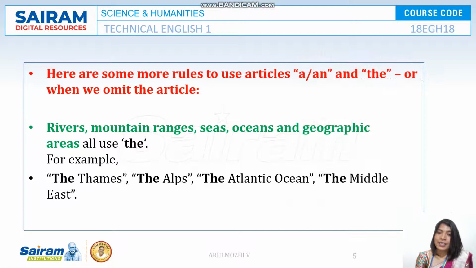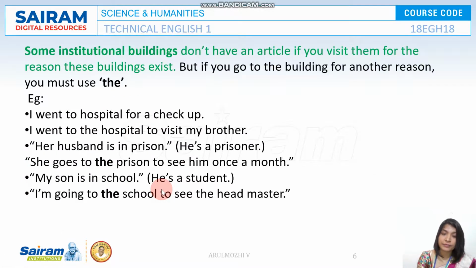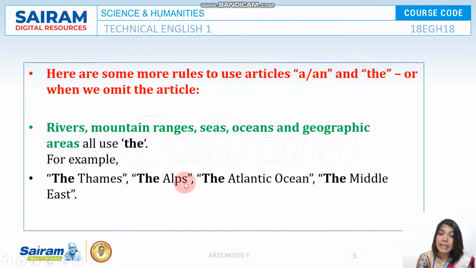Next, here are some rules to use the and some to omit articles. We use the before rivers, mountain ranges, seas, oceans, and geographic areas. For example, rivers like the Thames, the Ganges, the Kaveri. Before mountain ranges: the Alps, the Himalayas.